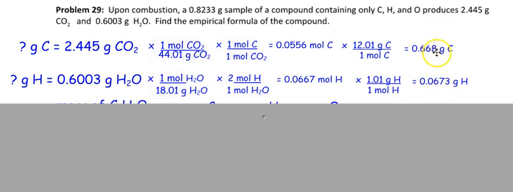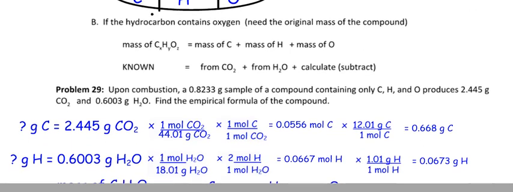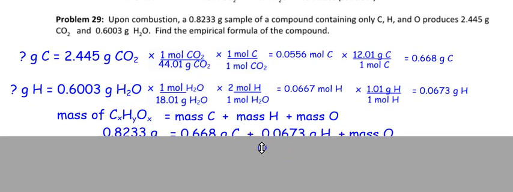So now I have grams of carbon and grams of hydrogen. So if I know my total mass is 0.8233, I know the mass of my carbon is 0.668 grams. I know the mass of my hydrogen is 0.0673. Can I then calculate my amount of oxygen if I know my total mass? Yes, I can. Okay, so that was kind of messy. I apologize. But anyway, I can now calculate the mass of my oxygen.